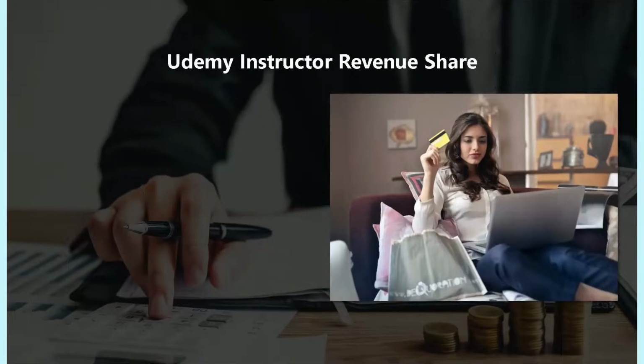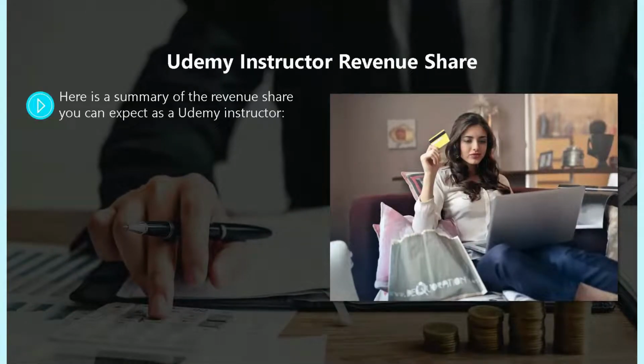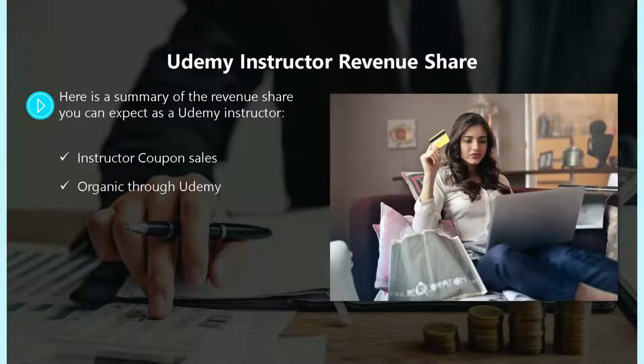Udemy Instructor Revenue Share. Here's a summary of the revenue share that you can expect as a Udemy instructor. Instructor coupon sales. You can create a discount coupon for your course, which cannot be lower than $9.99. You can then use this in direct marketing. Udemy pays you 97% of the revenue here. There is a 3% admin fee. Organic through Udemy. When a sale is made organically through Udemy, you receive 50% of the revenue. No instructor coupons are involved here.